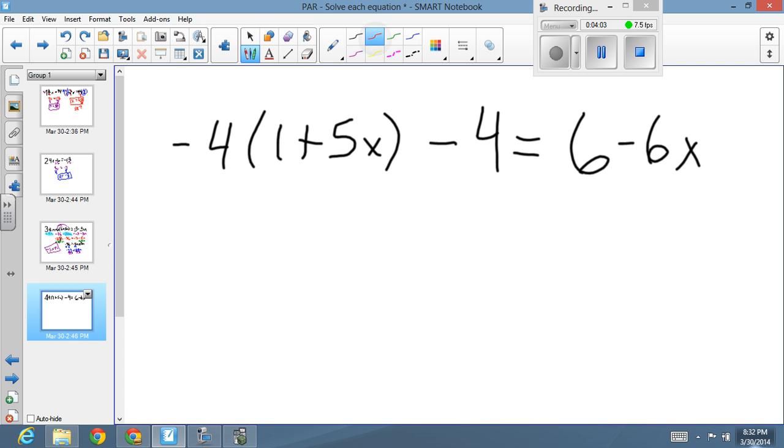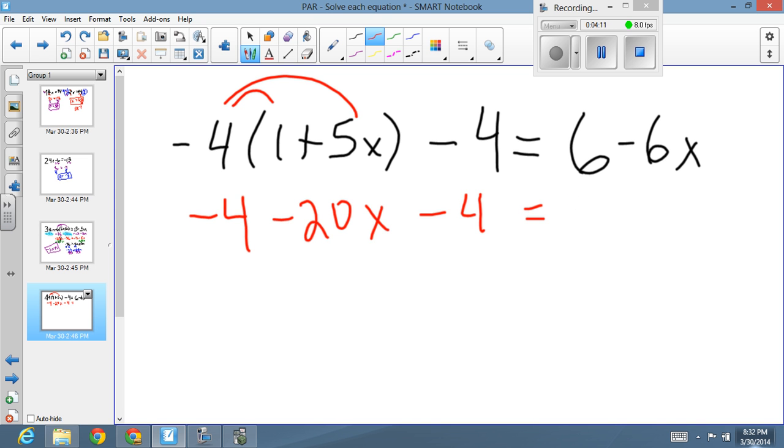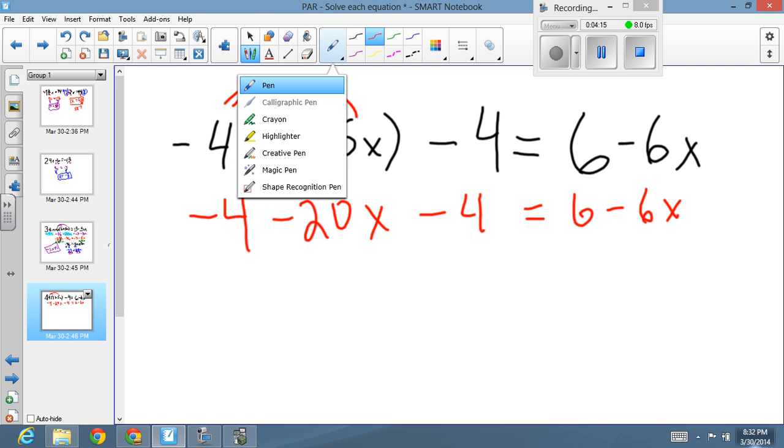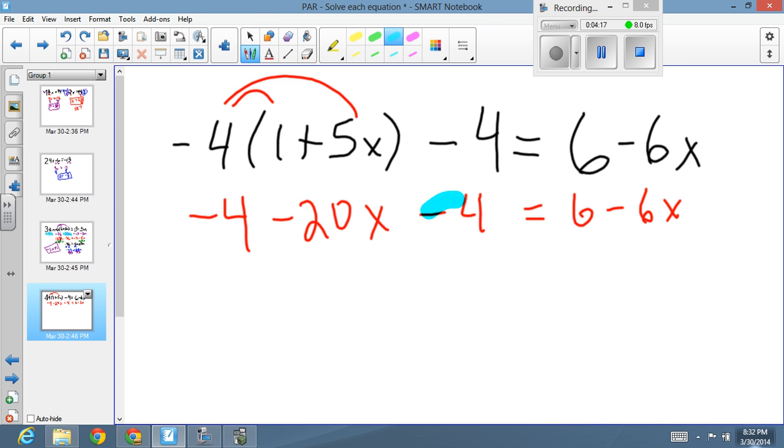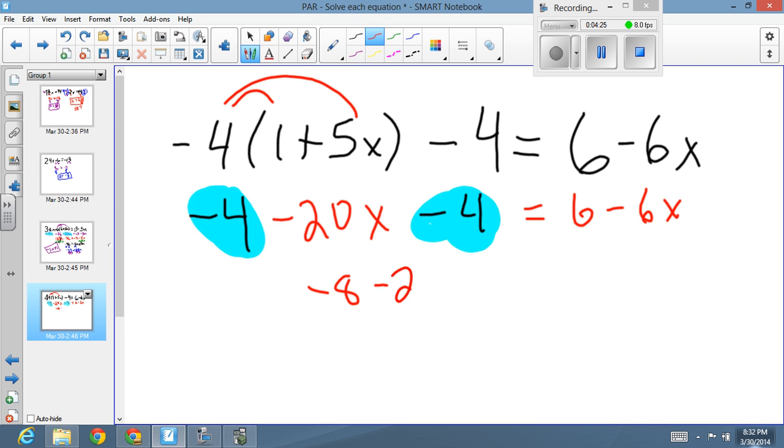And then one more of these. Distributive property, -4 minus 20x minus 4, 6 minus 6x. Combine like terms. A couple of -4's over here. It's a total of -8 minus 20x, 6 minus 6x.